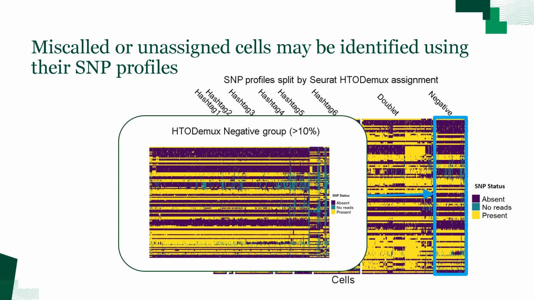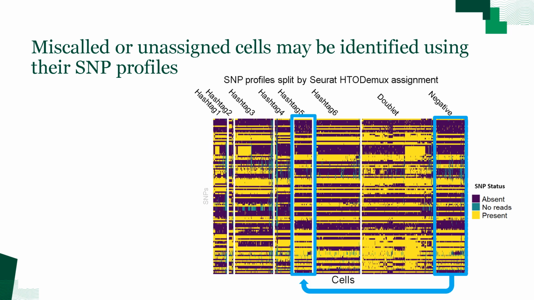Now let's have a look at this negative group. There's over 2,000 cells in this group, which is over 10% of our data set. So these are cells that weren't able to be assigned because of issues with their hashing quality, not their RNA quality. I would ideally like to be able to assign these back to a group. If you look closely, you can actually see a lot of these negative cells look pretty similar to that hashtag 5 group, don't they? So maybe there's a way that we can systematically reassign these.